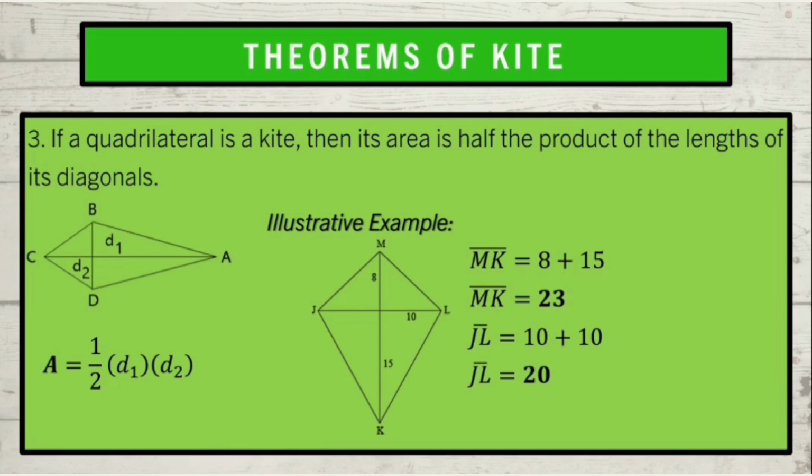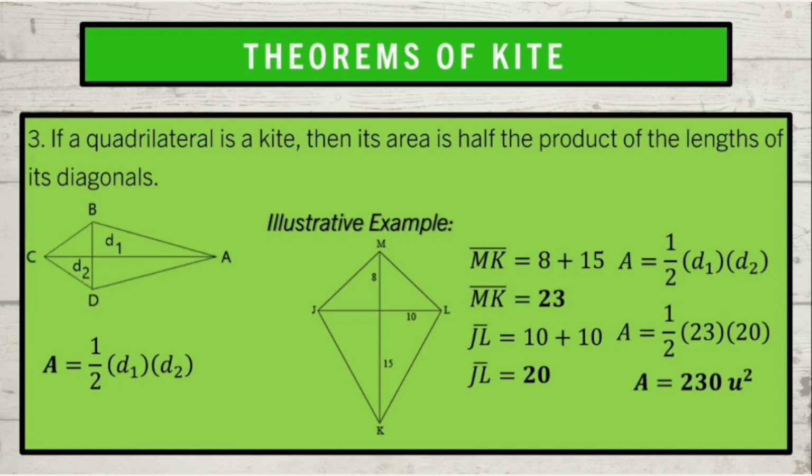Then, we will use the formula 1/2 multiplied by the length of the first diagonal multiplied by the length of the second diagonal. By substitution, we will have 1/2 multiplied by 23 multiplied by 20. By performing the operation, we will get 230 squared units, which is the area of the kite. Did you get it? Good job!